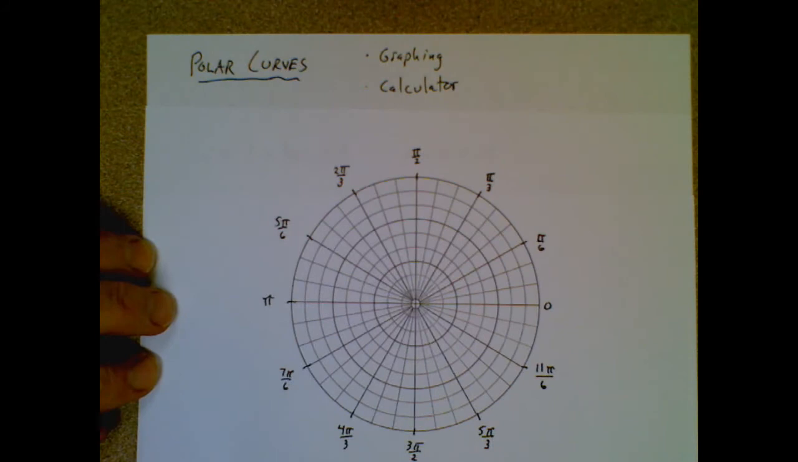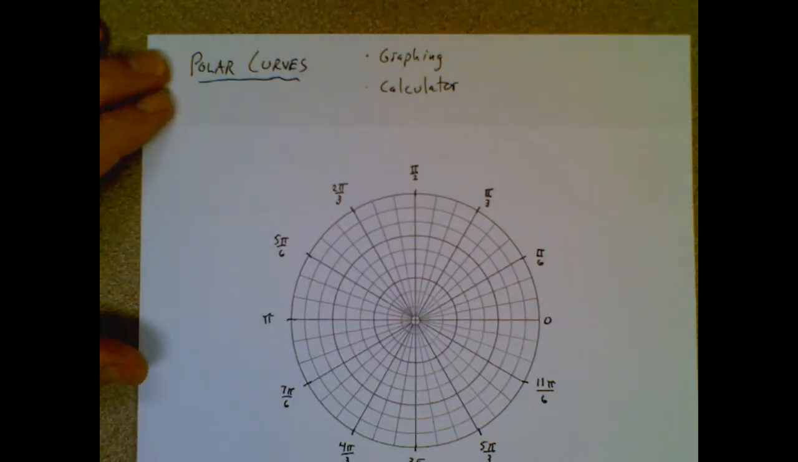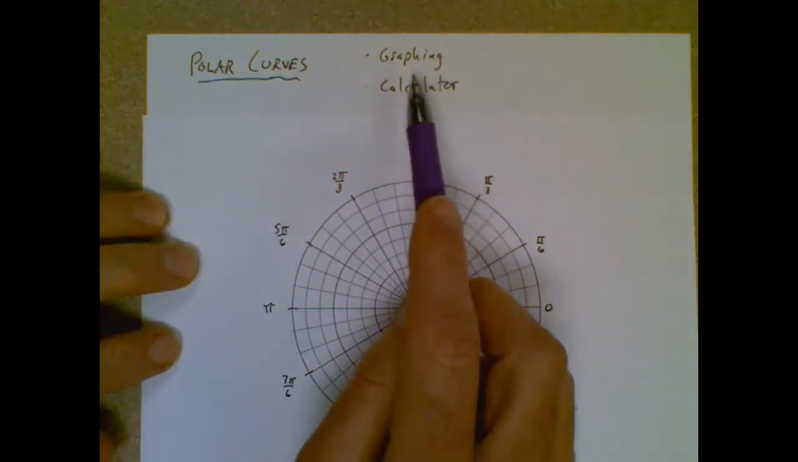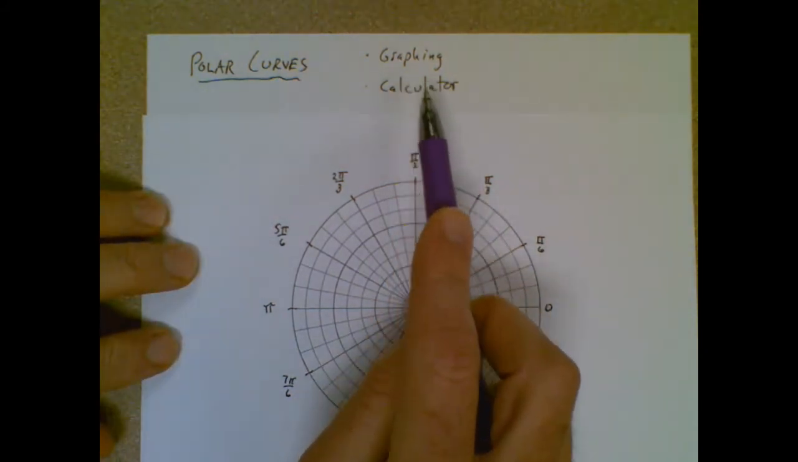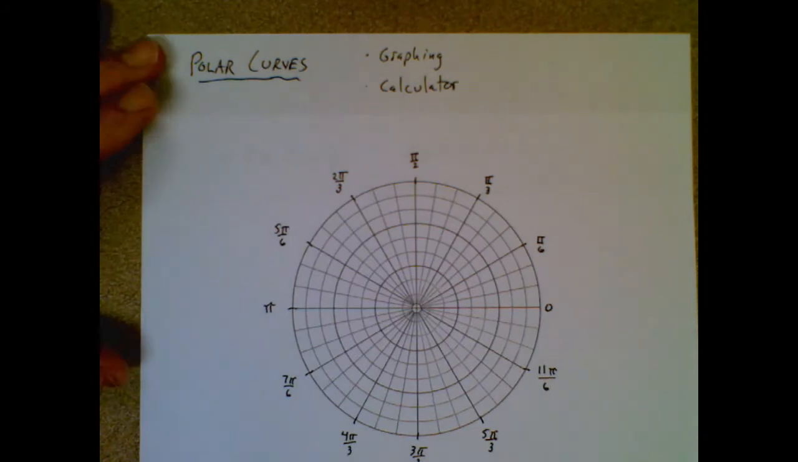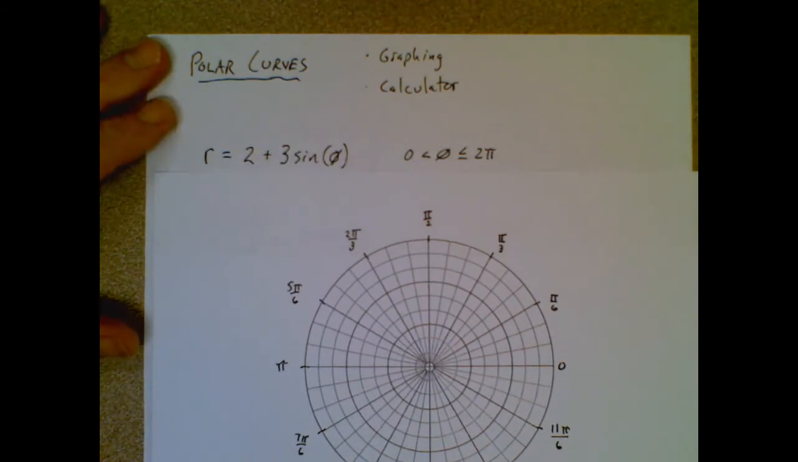This is a polar coordinate grid, and it's going to make a lot of sense as we go through an example. By the end of this video, we should be okay with graphing by hand. We should be okay with doing it on a calculator. Life will be good. We can move on to other things.